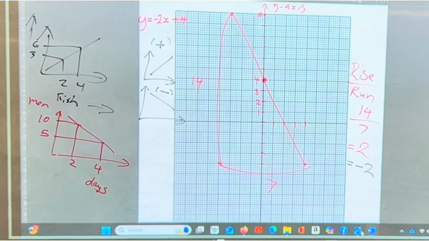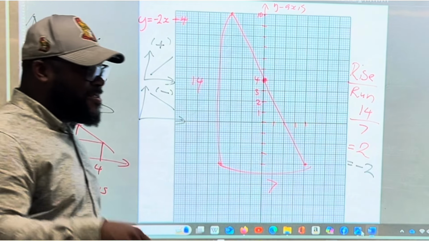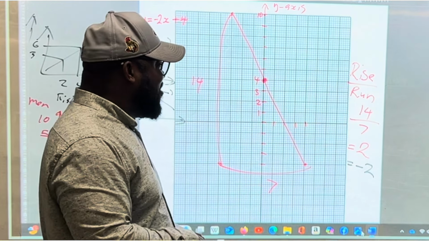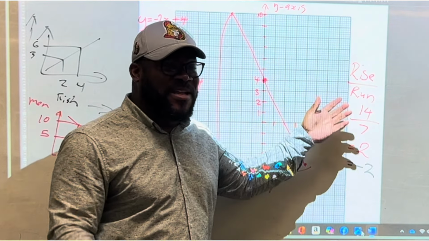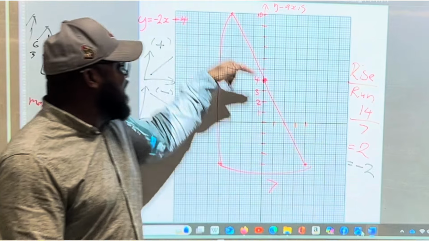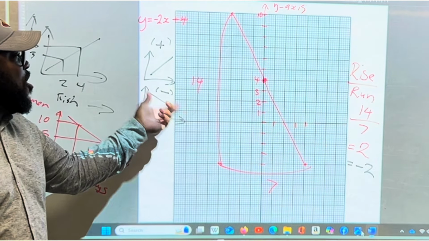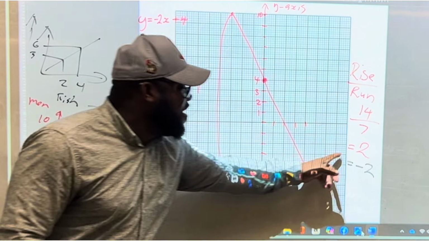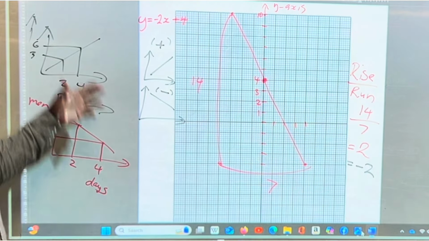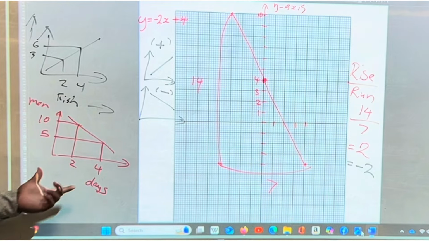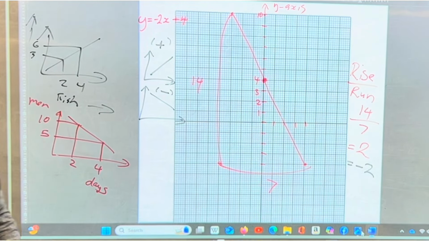Everybody see this? Y is over 1, 40 divided by 7. So it's a negative slope, positive slope, hence minus 2. This is a positive relationship, this is a negative relationship.